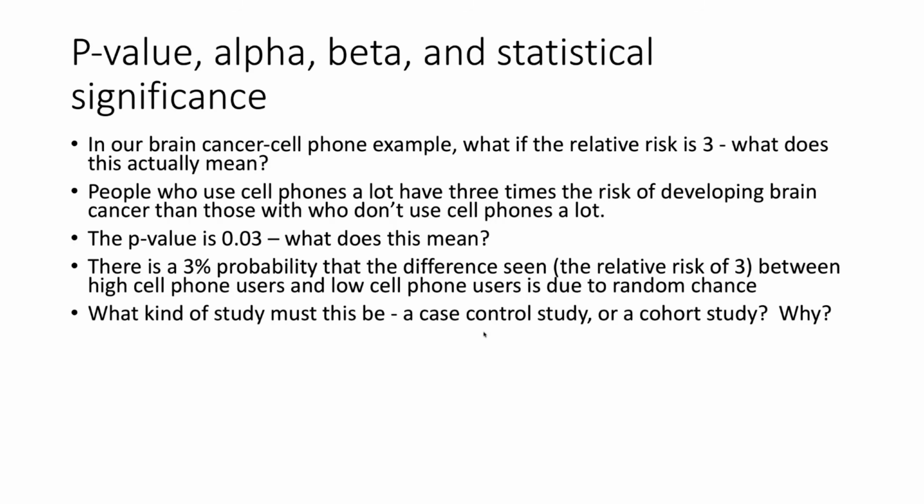Close. So let's say the p-value is 5%. What does that actually mean? 5% is statistically significant. It means that 5% of the difference in my study is related to random chance.